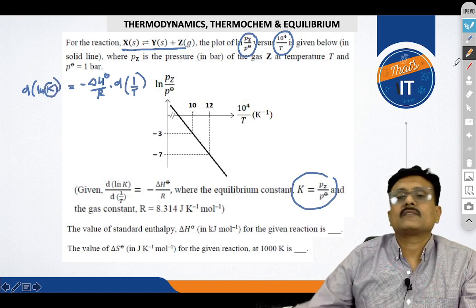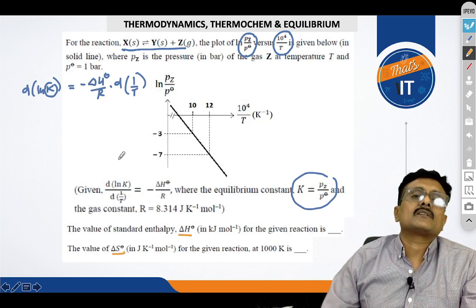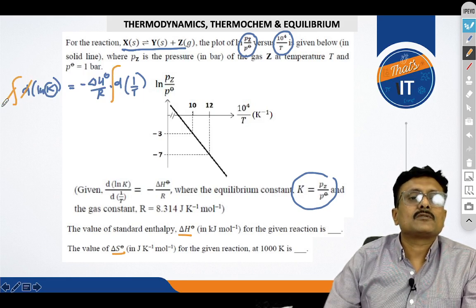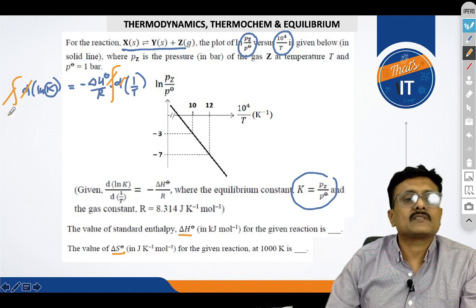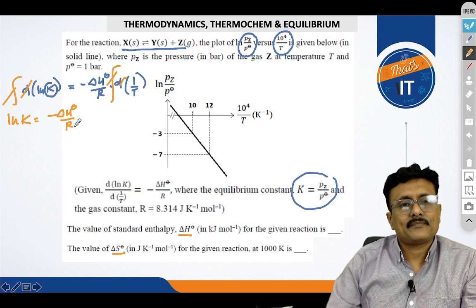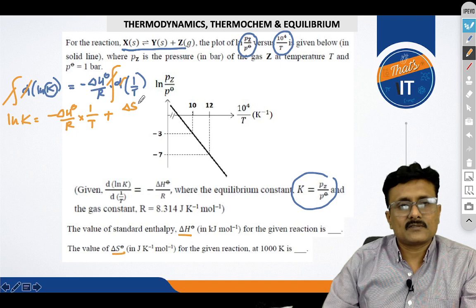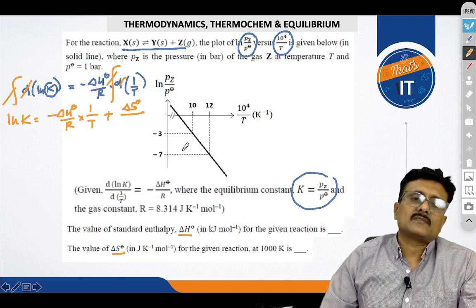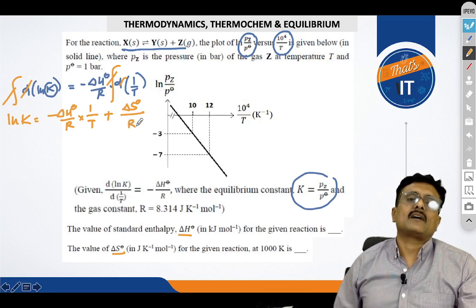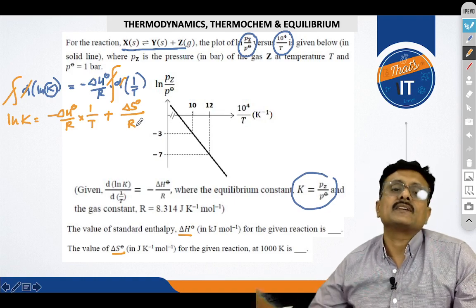Now you see, whenever you get this equation and you want to end up at delta H naught or delta S naught, you have to take into account the integration, isn't it? As you know, this part gets cancelled. So what is that overall equation that you get? Natural logarithm of K equal to minus delta H naught by R into 1 by T, and there should be a constant whose value is, like we learned in thermodynamics through the Gibbs-Duhem equation, that it is nothing but the delta S naught by R. That is the value of the constant which you get when you do the integration of this equation.